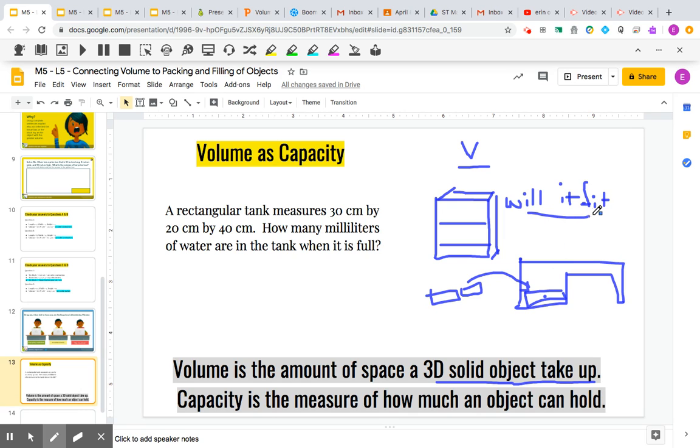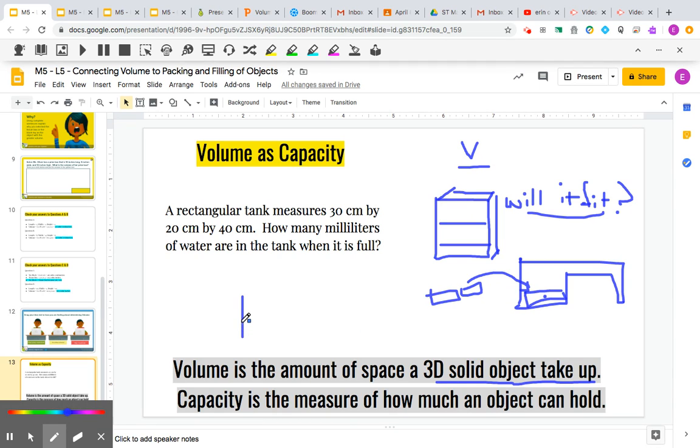Okay. But sometimes finding the volume isn't what we truly need. Remember, volume is the amount of space an object takes up. It's asking the question, will it fit?